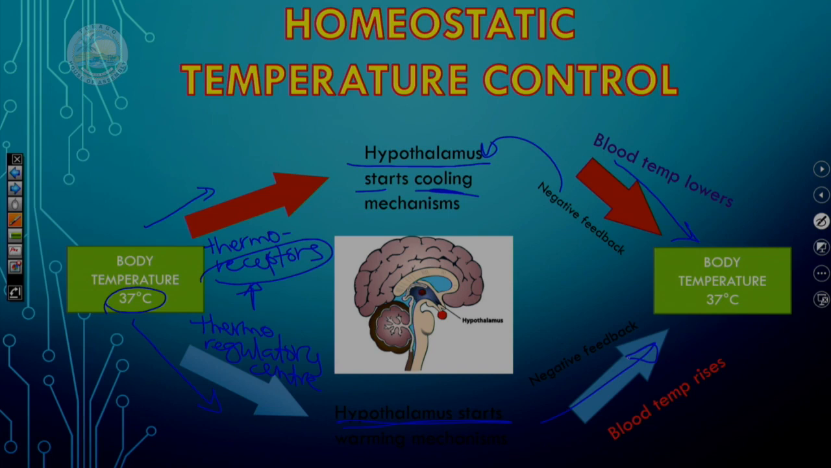And as the temperature goes up, you have a negative feedback where your receptors are going to pass information back to the hypothalamus, tell it that the temperature is back within normal range, and it's going to stop the warming up mechanisms. So let us look at what these mechanisms are when your body has been forced to either cool you down or warm you up.